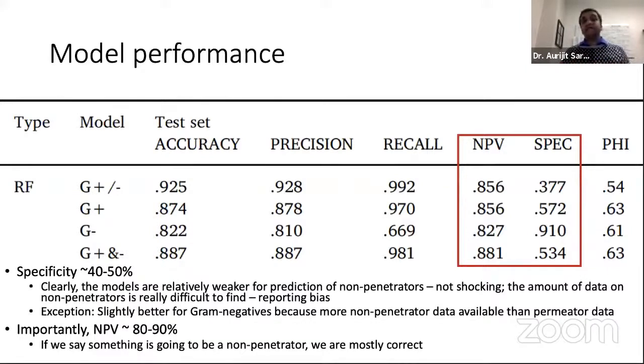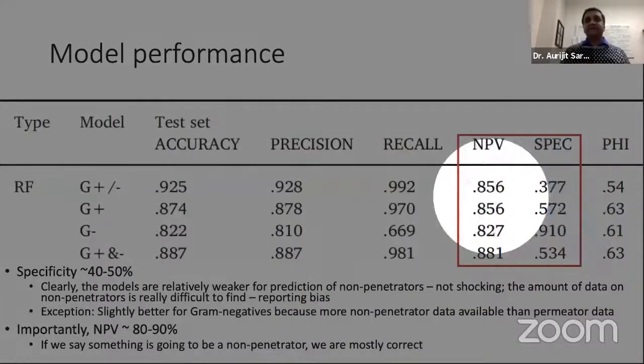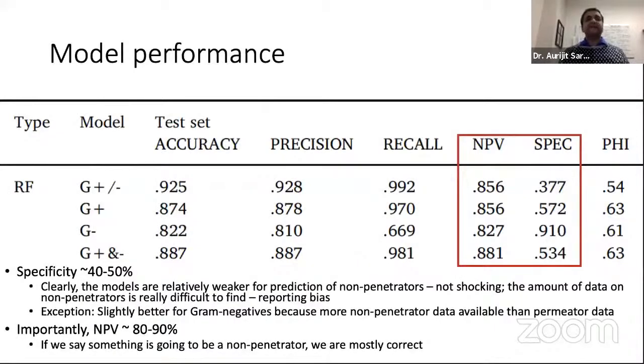But in my opinion, more importantly, look at the negative predictive value. It's consistently between 80 to 90%. What this means is that if our models are saying that something is not going to penetrate a bacterial cell, it is going to make that prediction correctly.